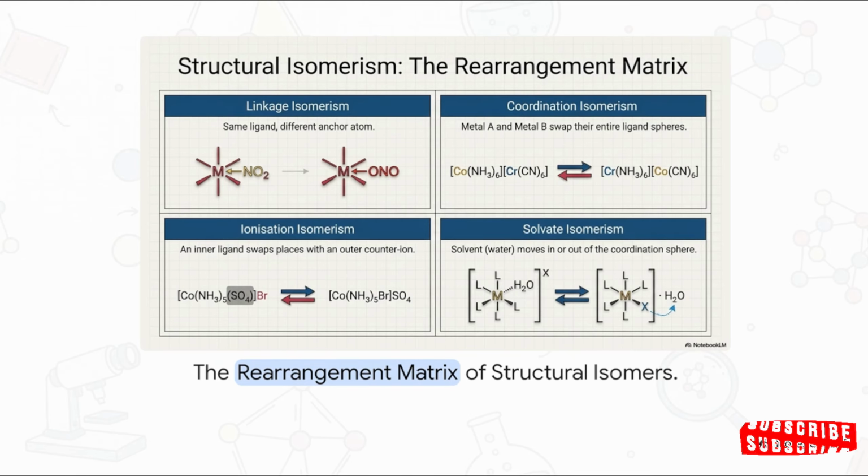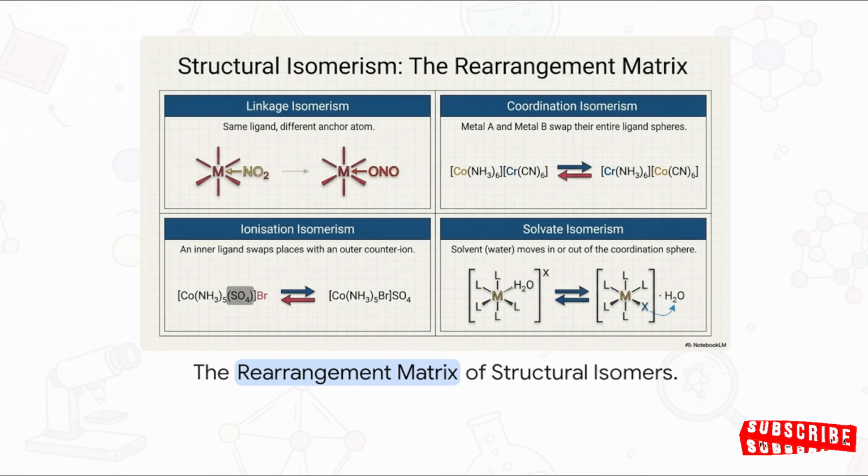These are tricky scenarios where the exact same building blocks are just anchored or arranged differently. You have linkage isomerism, where a ligand attaches via a completely different atom, ionization isomerism, where an inner ligand swaps places with an outer counterion, and so on.